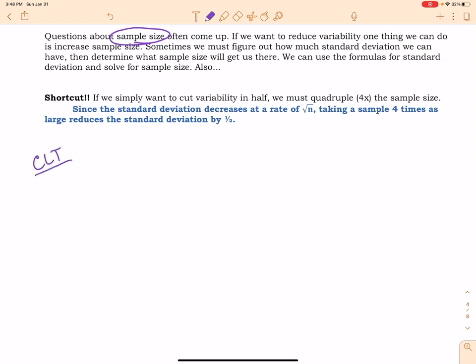Because the central limit theorem tells me that as my sample size increases, my variability or spread decreases, right? So when I talk about variability, I'm talking about standard deviation, because standard deviation is a value that measures variability. So often we want to decrease variability, and so if we want to do that, we have to change our sample size. So notice, if we want to reduce variability, one thing we can do is to increase our sample size. So we need to learn how to do this.